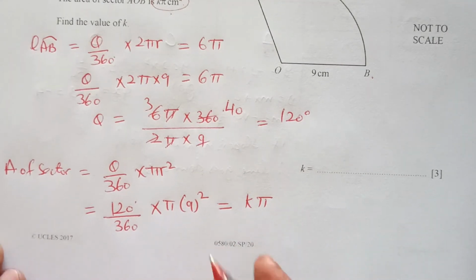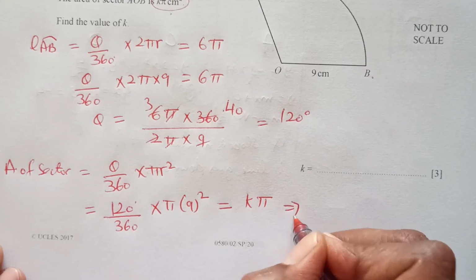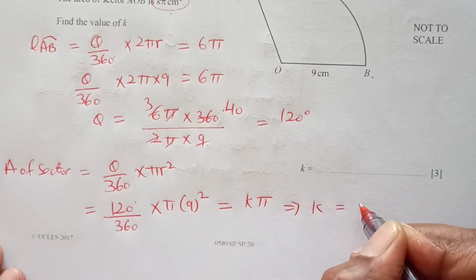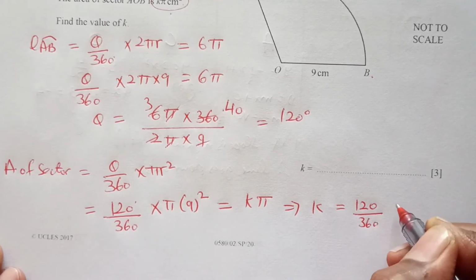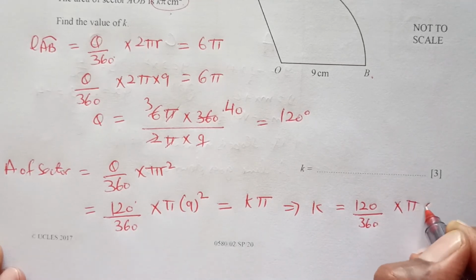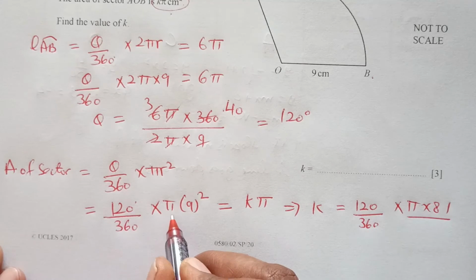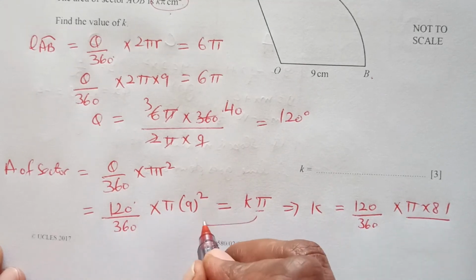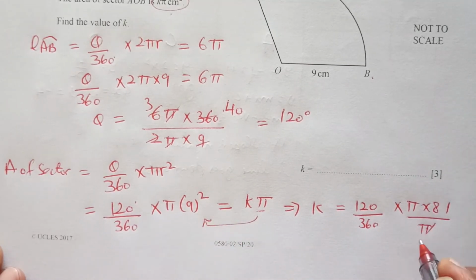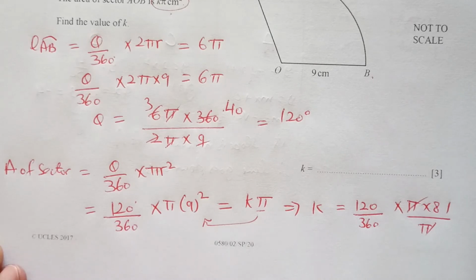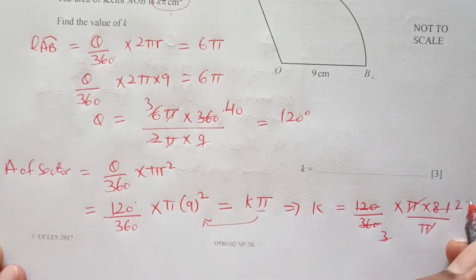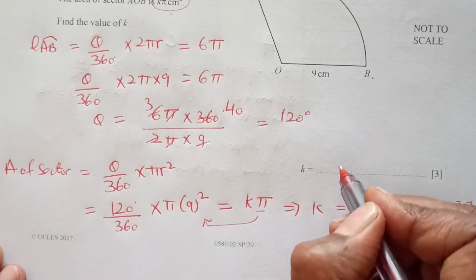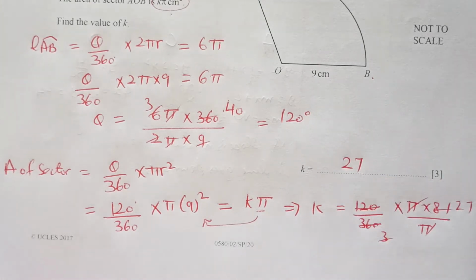From here you can see, if you simplify, k will be 120 over 360 times pi times 81 over this pi. Shift it to the other side. So pi and pi is cancelled. So this is 3 times 27. So k is 27.